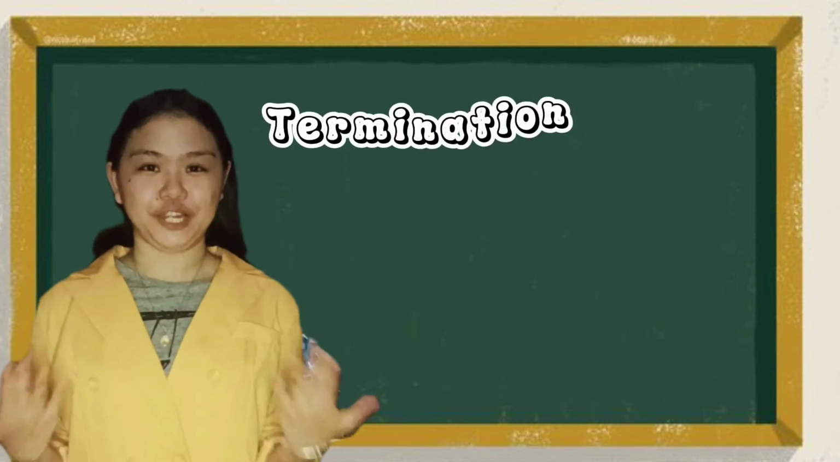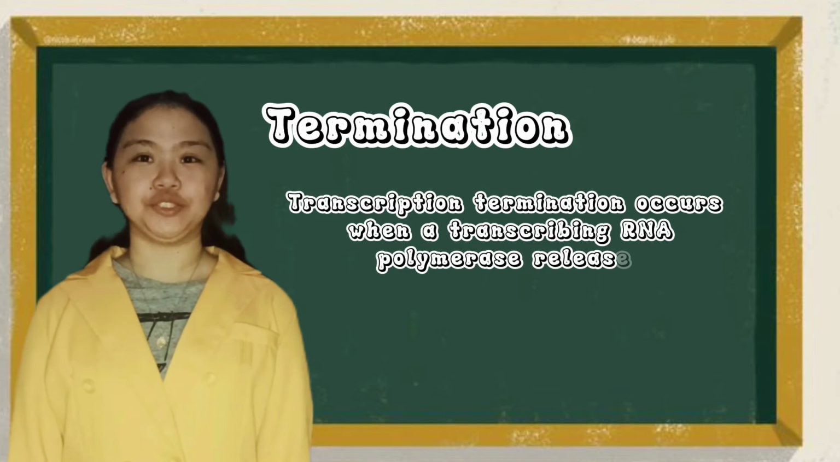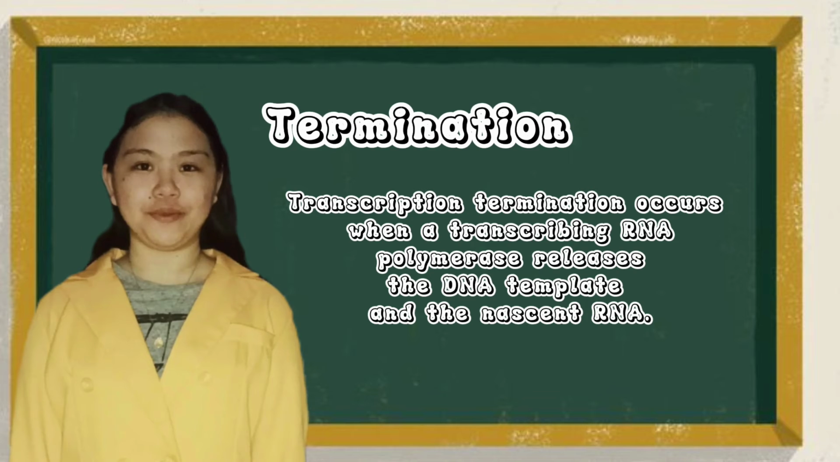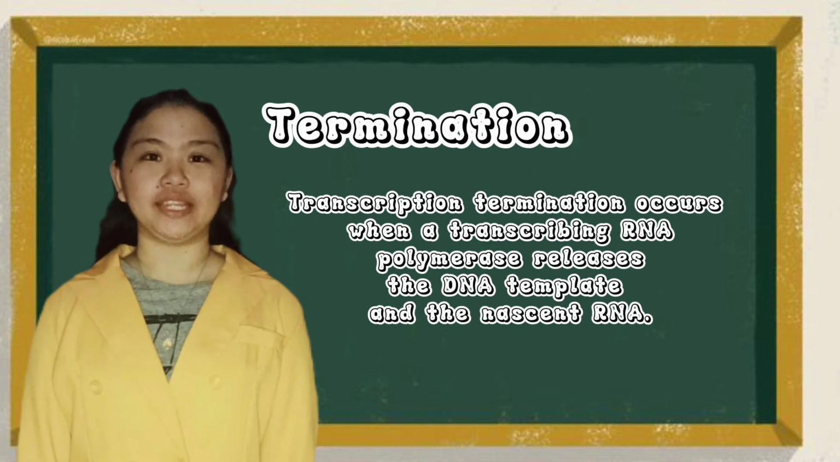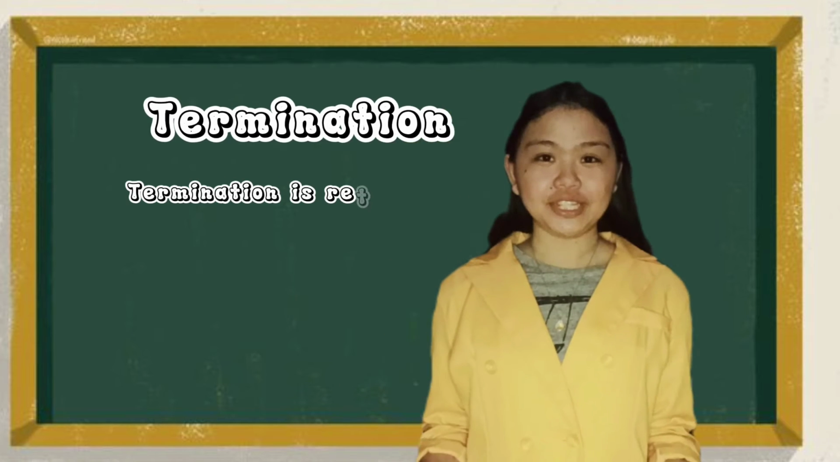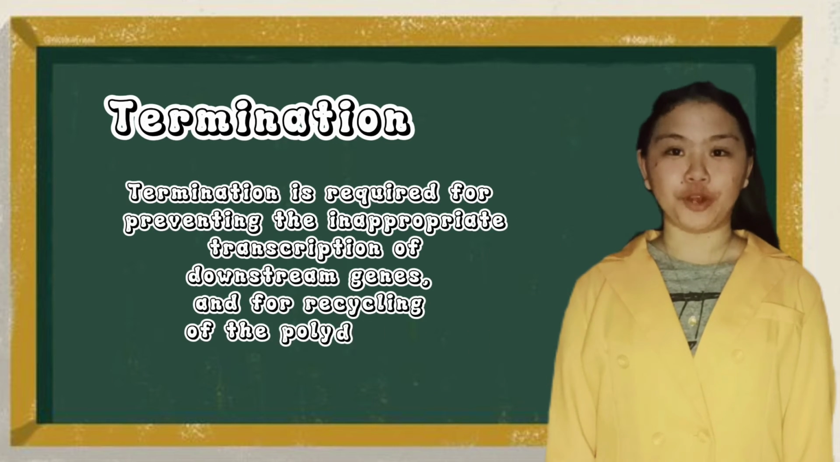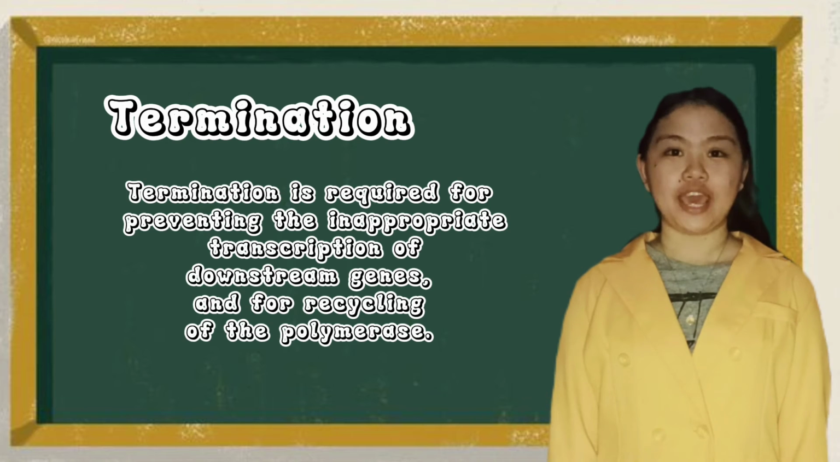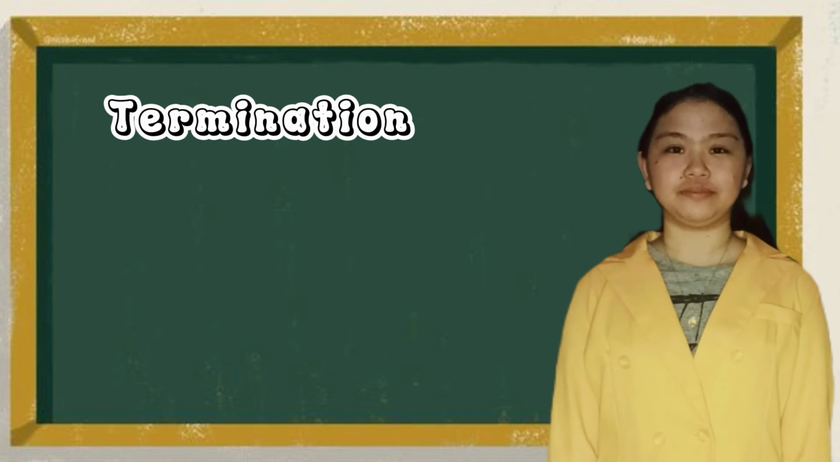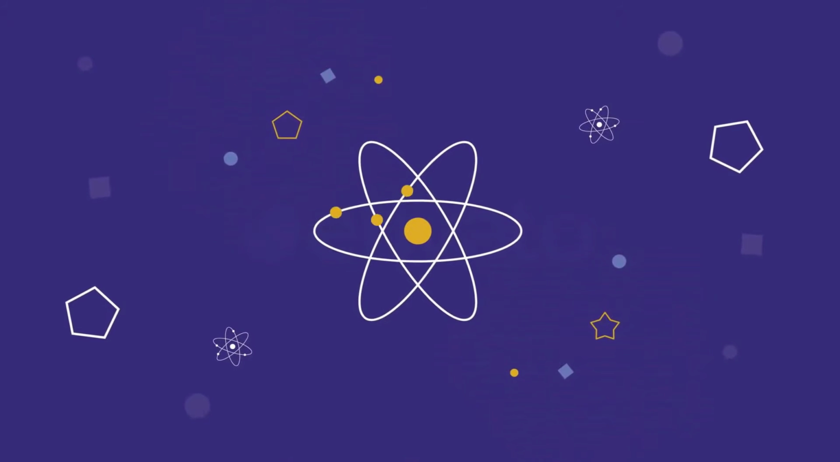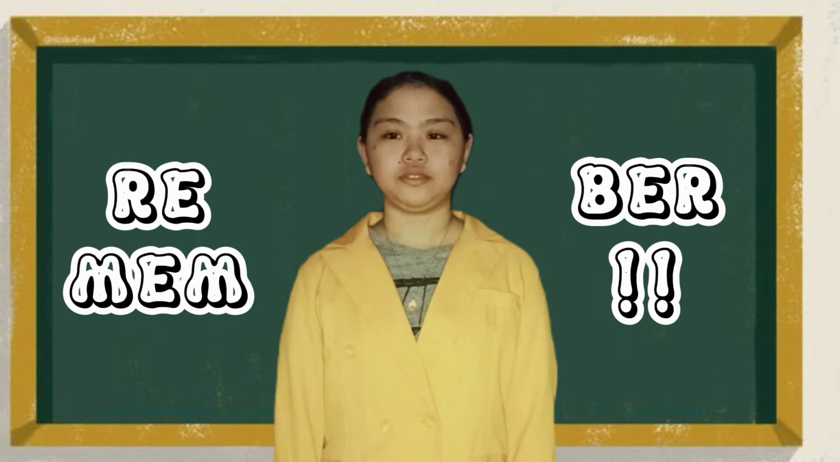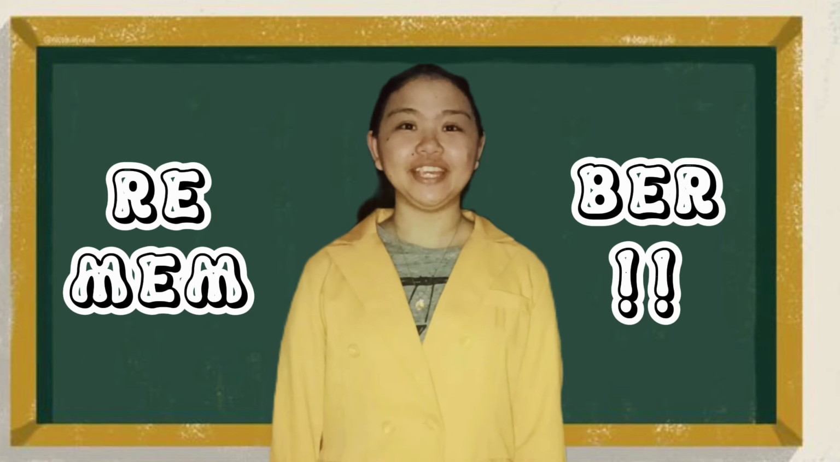And lastly, termination. Transcription termination occurs when a transcribing RNA polymerase releases the DNA template and the nascent RNA. Termination is required for preventing the inappropriate transcription of downstream genes and for the recycling of the polymerase. Remember that in DNA replication, there are 4 steps, but in transcription, there are only 3: initiation, elongation, and termination. Keep that in your mind.